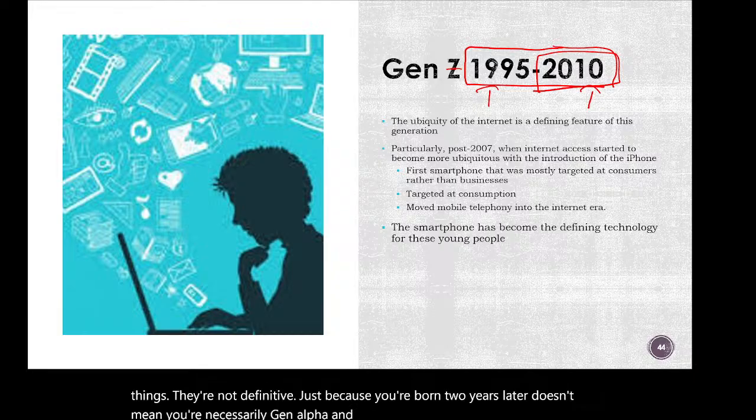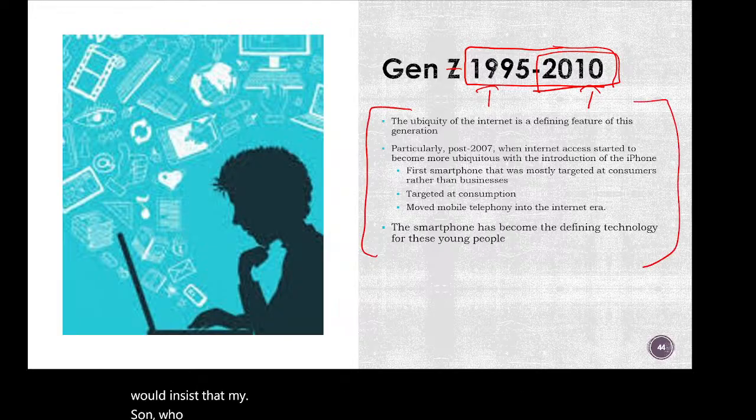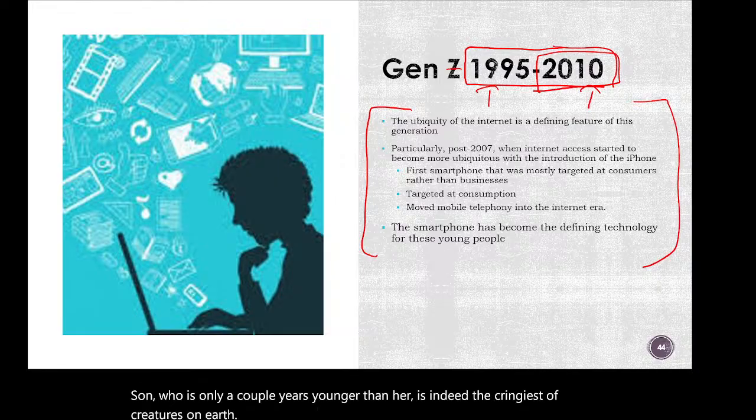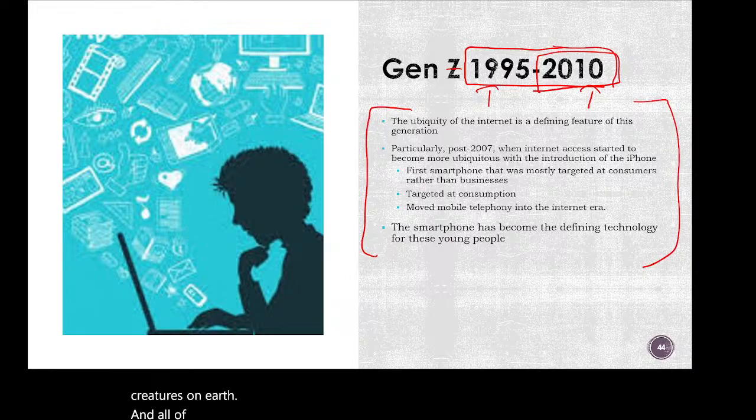Though again, my daughter would insist that my son, who is only a couple of years younger than her, is indeed the cringiest of creatures on earth. And all of his memes are bad memes compared to all of her memes.